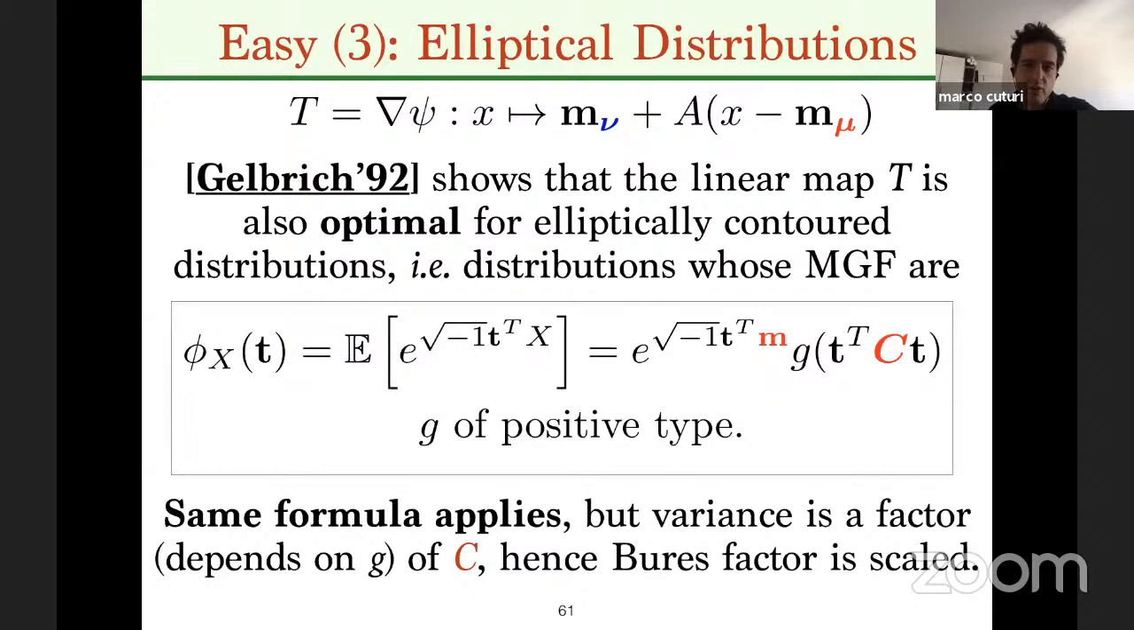So for instance, this includes uniform distributions on ellipsoids or many other kinds. And in that case, still the same result applies. That is, the linear map is still the optimal. A linear and affine map will still be an optimal Monge map.